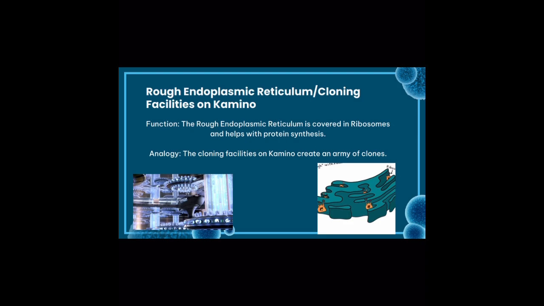In Star Wars, Kamino is a water-covered planet known for its advanced cloning technology. On this planet, it produces many identical soldiers, known as clones, to fight in a kind of war. These facilities are like giant factories where soldiers are assembled and prepared for battle. They make thousands of clones at a time, just like the rough endoplasmic reticulum in cells, which produces proteins in large quantities.